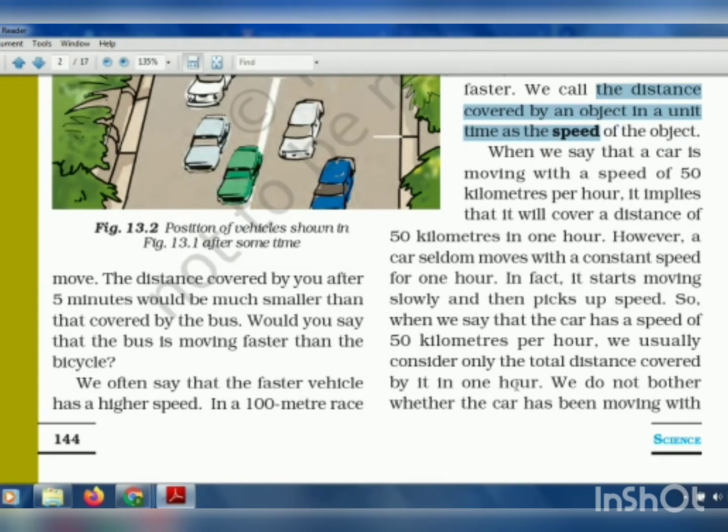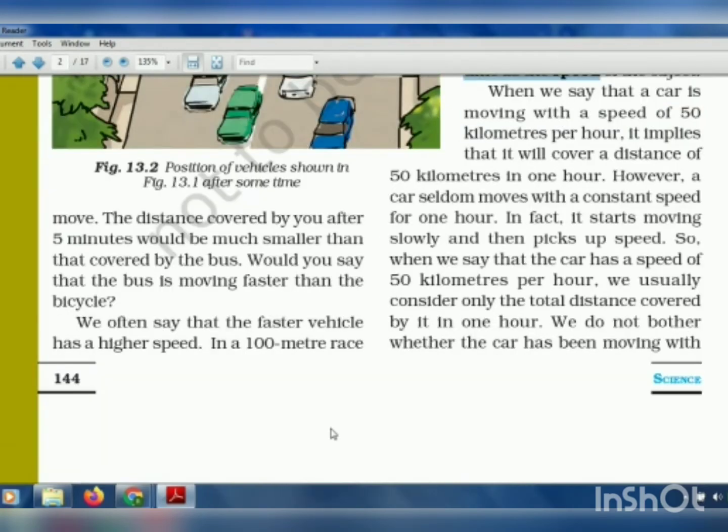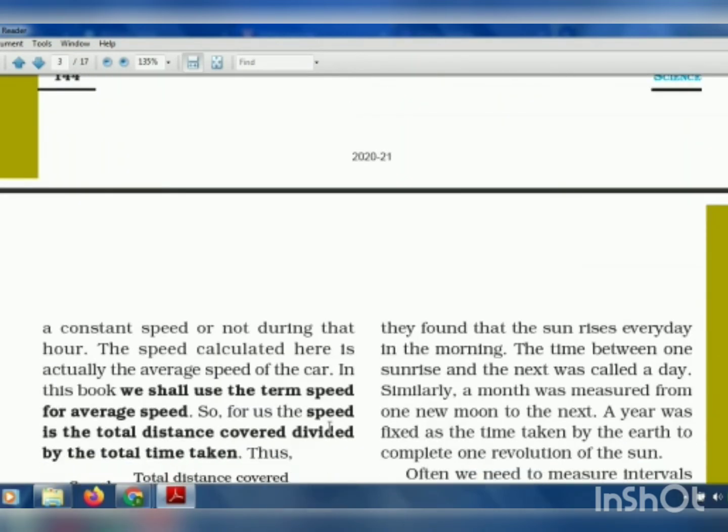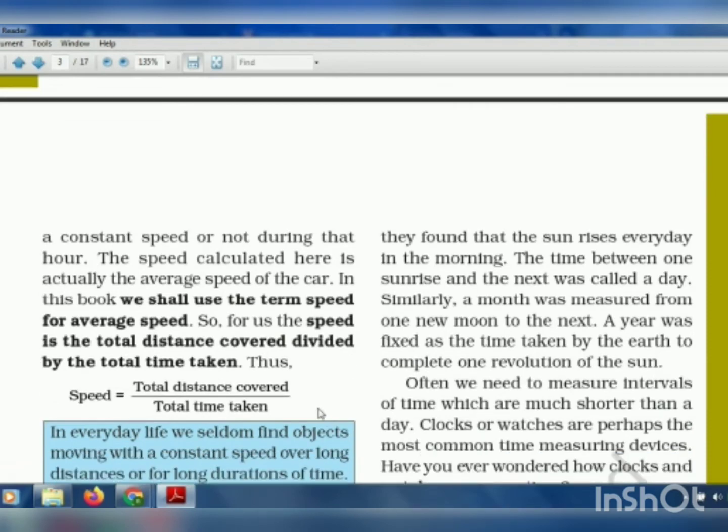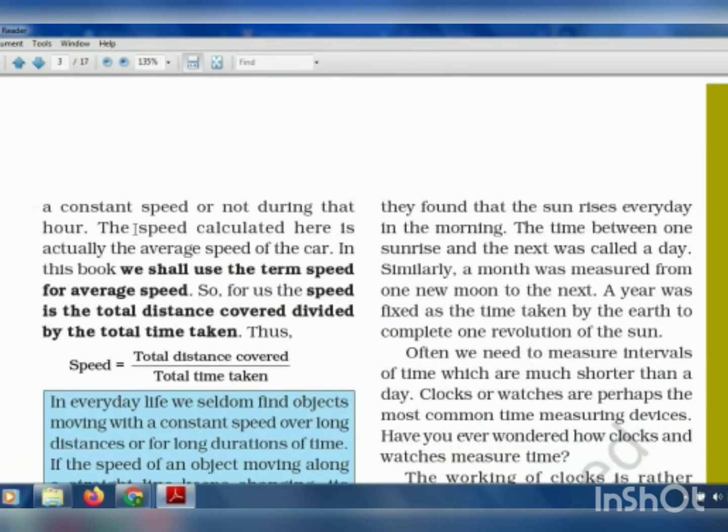The speed with which the car is moving at each moment is not very important for us. The importance is given to the distance covered by the car. Maybe the car is moving with a constant speed, or maybe it is not moving with a constant speed. So the word speed here actually means the average speed of the car, not the actual speed of the car.